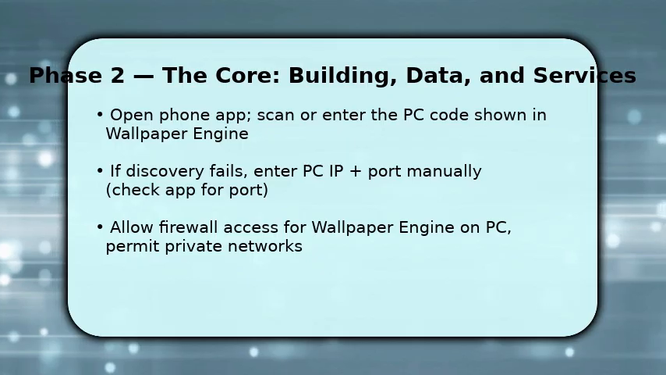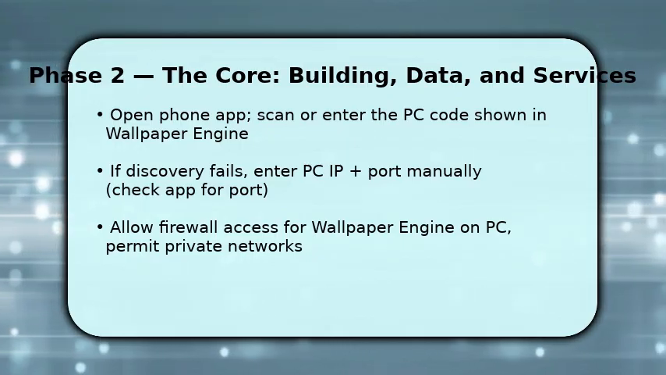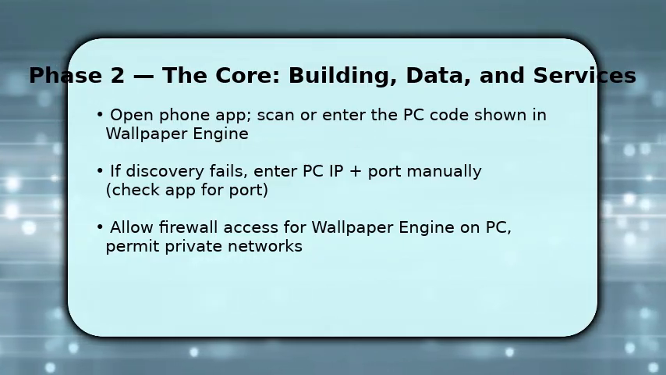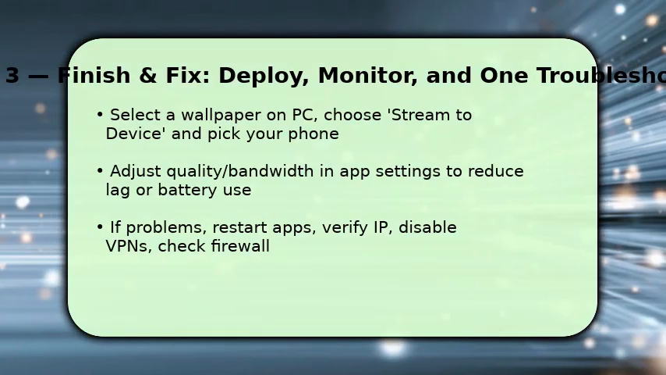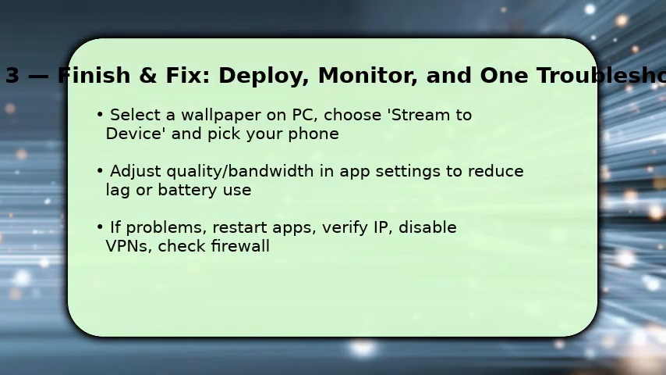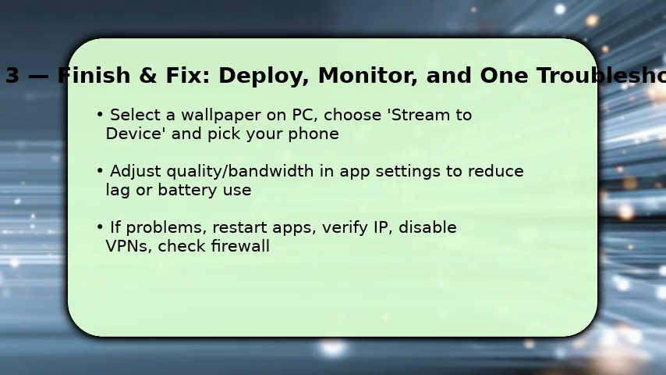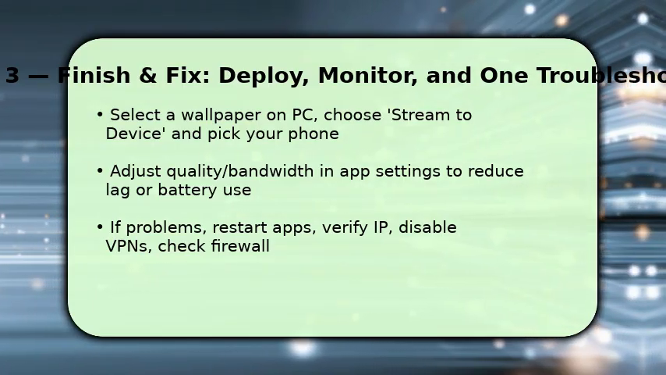Otherwise, the app can see the PC but not stream. These steps handle most network or permission roadblocks. To finish, pick a wallpaper on your PC and use the stream or remote option, then select your phone when it appears. You'll see a live preview almost instantly.